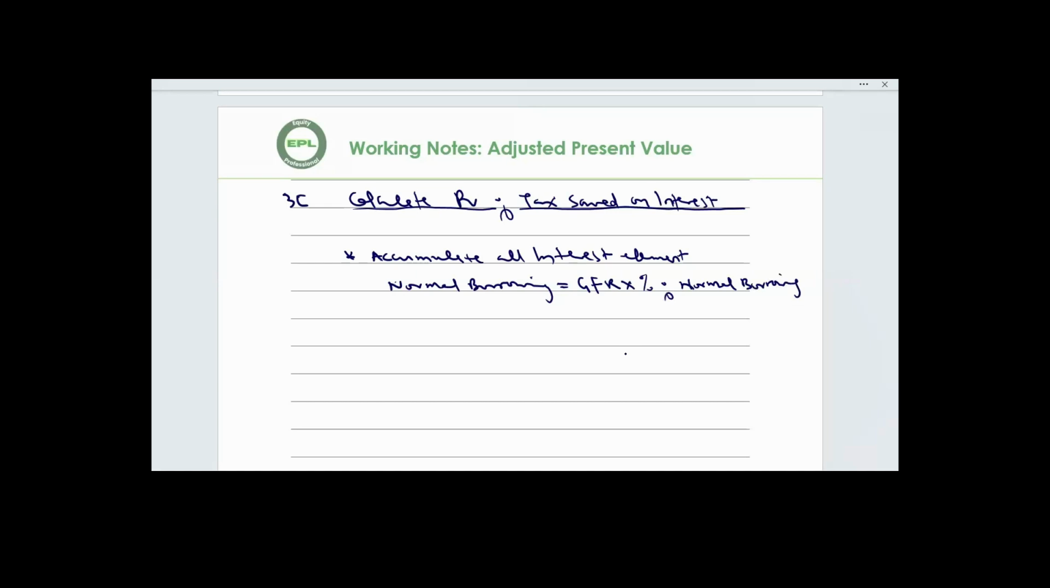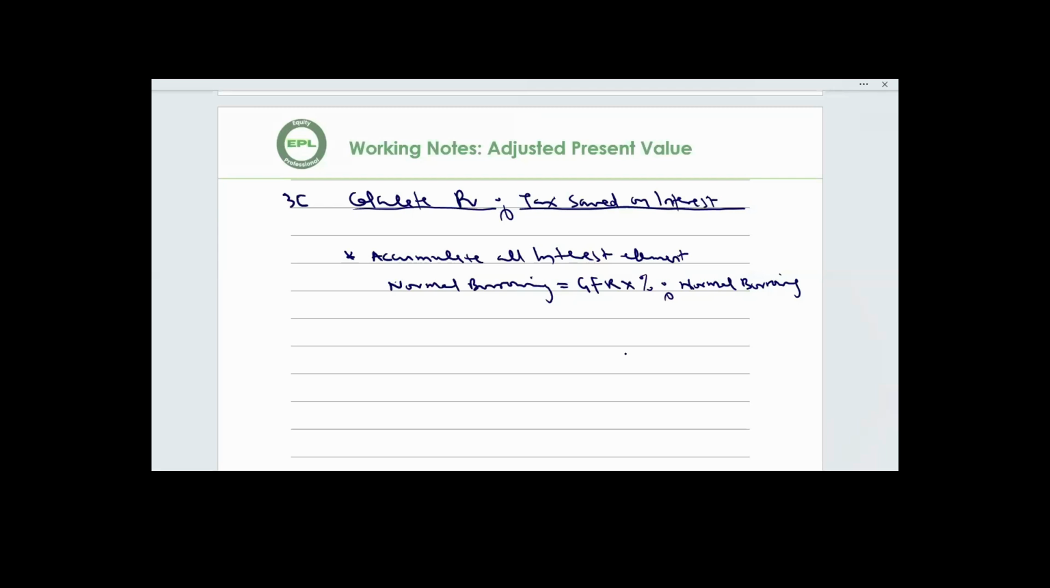So if you say that subsidized loan is 40% of the gross finance required, it means that the balance of 60% is through normal borrowing. If subsidized loan is about 80%, the balance of 20% is normal borrowing. So you multiply the proportion of the normal borrowing with the gross finance required, as well as the interest rate on the normal borrowing, which is the normal borrowing rate.